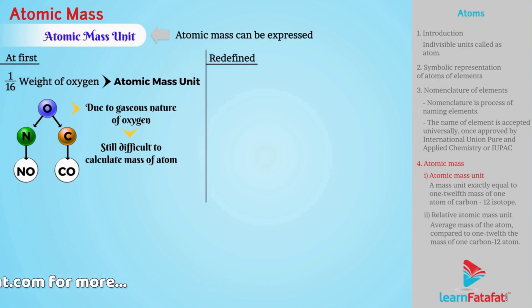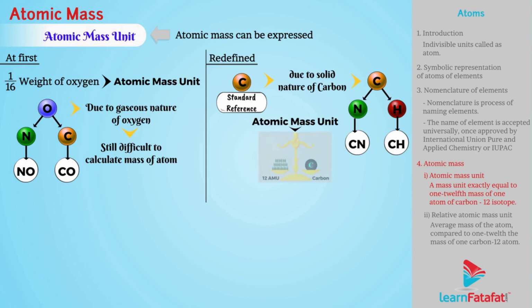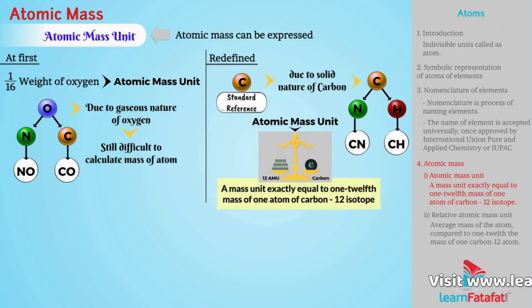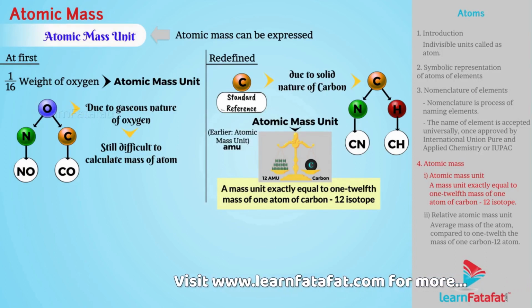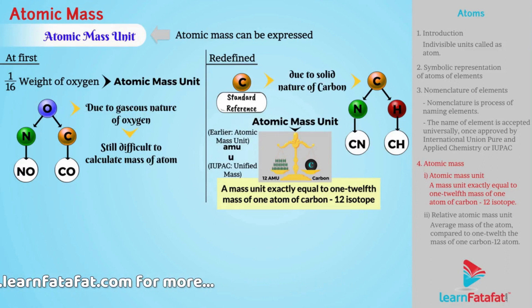Hence they chose carbon as the standard reference due to its solid nature and ability to form compounds with many elements. Therefore, the atomic mass unit can be redefined as a mass unit exactly equal to 1/12th the mass of one atom of carbon-12 isotope. Earlier it was denoted by amu. Now, by IUPAC recommendations, it is denoted by u.